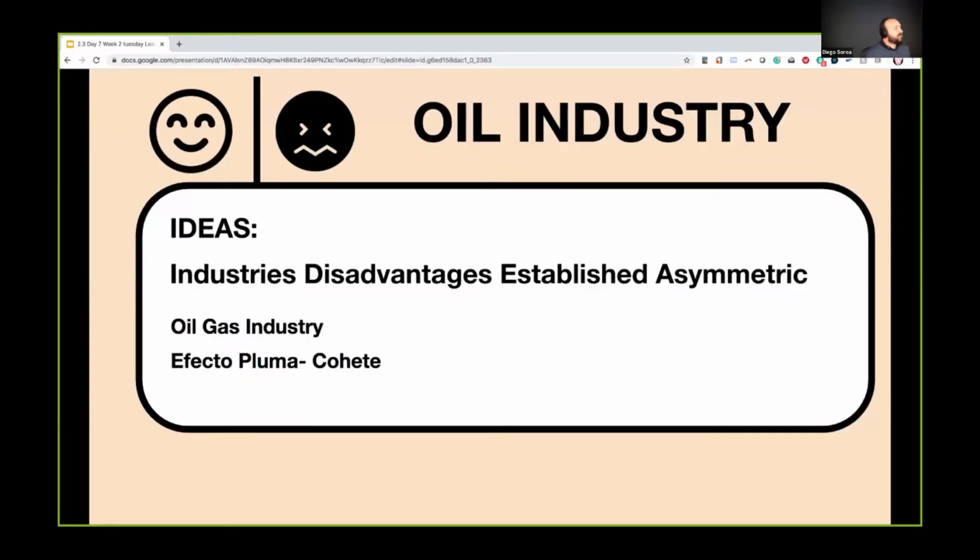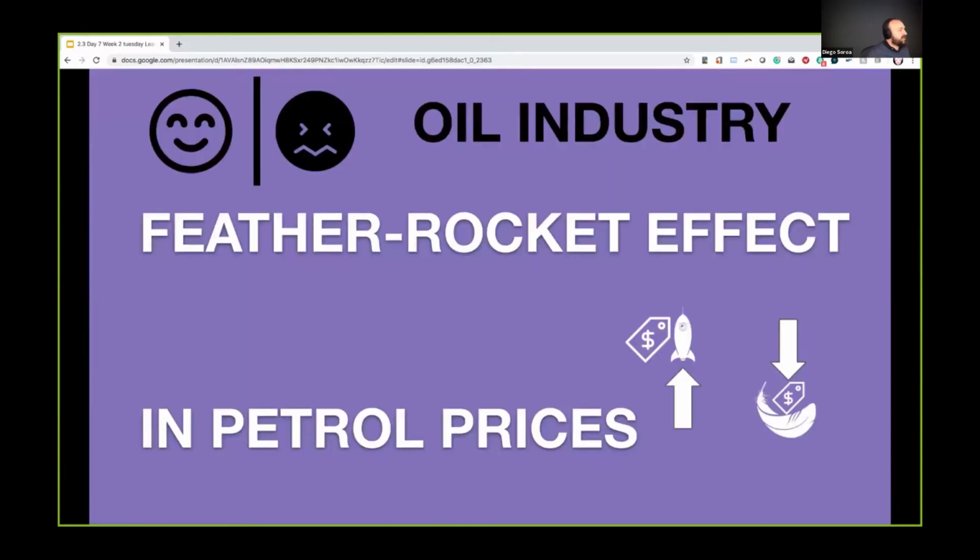So if we jump to another industry, like the oil industry, there's an effect in the oil industry that is called the feather rocket effect. If you go pumping gas in your car, and the price of oil has rocketed at origin, you're going to see that price modification instantly.